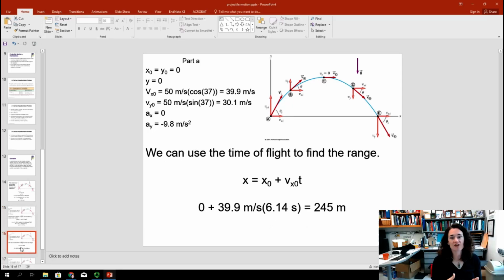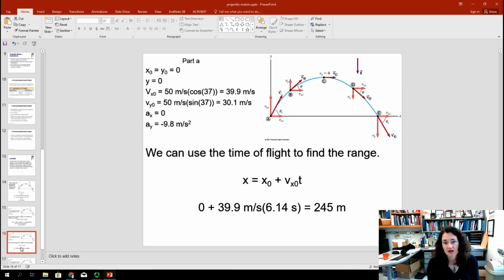Now that I have the time of flight, I can use that to find the range, the total horizontal distance traveled by this projectile. I'm going to plug into basically my only equation in the x direction: x is equal to x naught plus vx naught times t. Here, my initial position, x naught, was 0 because I put my origin there.